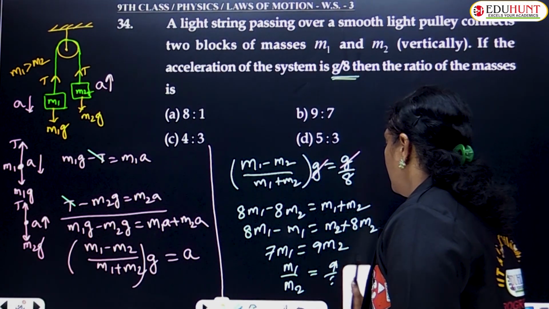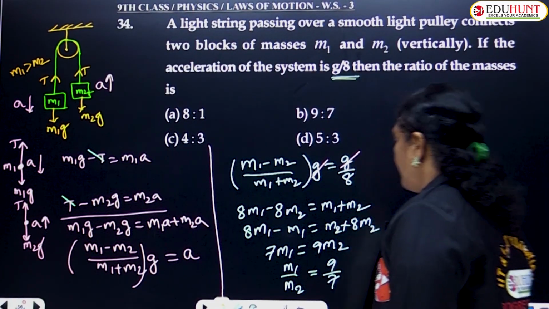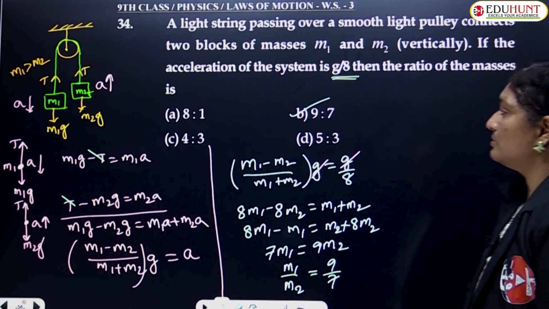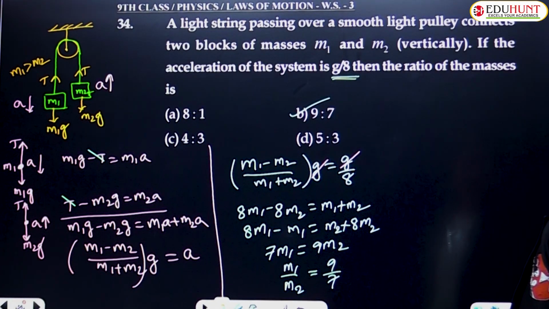What is the value, children? The ratio of the two masses is found to be 9 by 7. Hence, m1 is to m2 equals 9 is to 7. Hence, option number B must be true. Okay. Well, moving to the next question.